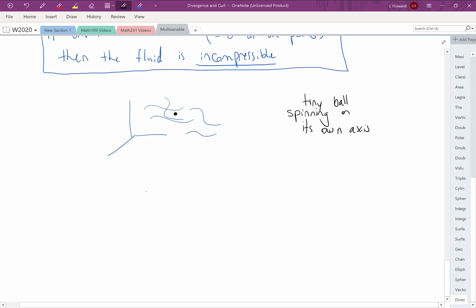We would want to get a sense of, let's say, the angular speed at which that ball is spinning, and we would want to make sense of the axis of rotation as well. And it turns out that both of these things are related to the curl. So if you actually double the angular speed of that ball, that gives you the magnitude of the curl vector.